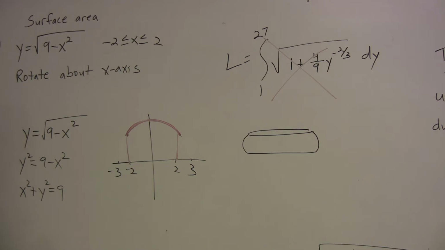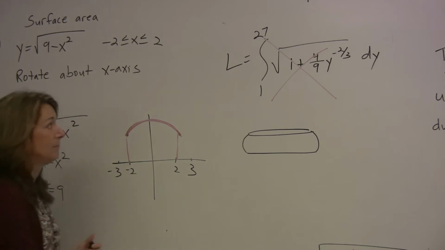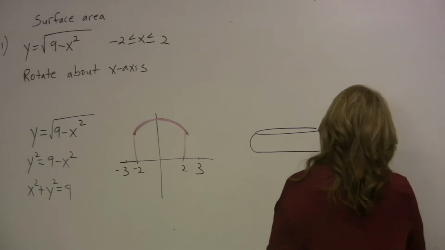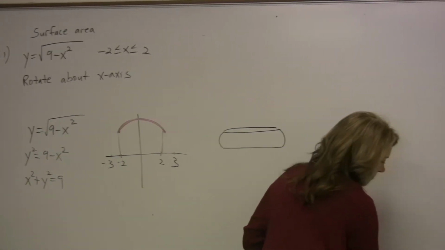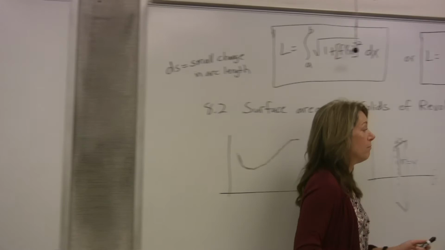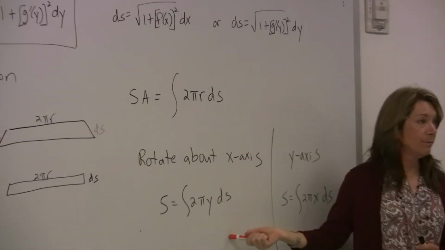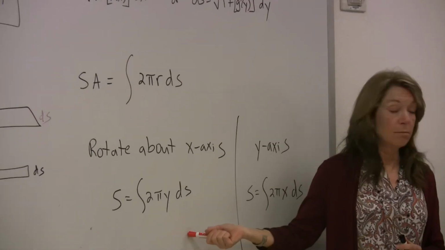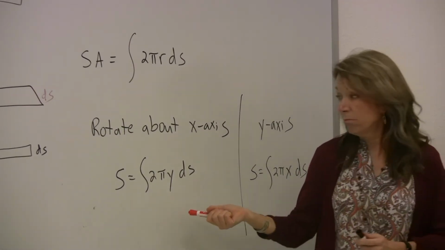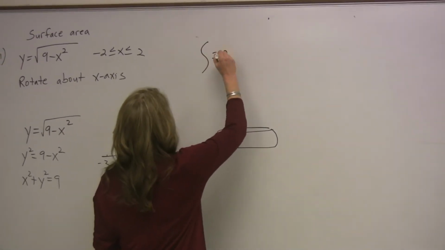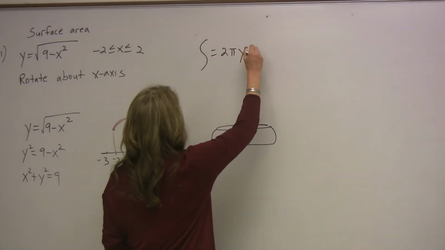Great. What do I need to do? Define the surface area. Since it's rotated about the x-axis, use that. Beautiful. Since it's rotated about the x-axis, he wants me to use this formula right here. Agreed? Okay. So the surface area is 2 pi y ds.